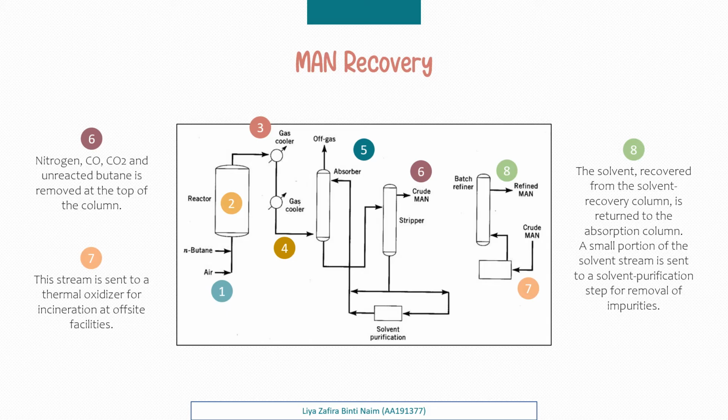The MAN recovered in this step is mixed with the condensate from the reaction area and then sent to two purification steps to obtain pure MAN. The solvent recovered from the bottom of the solvent recovery column is returned to the absorption column. A small portion of the solvent stream is sent to a solvent purification step for removal of impurities.